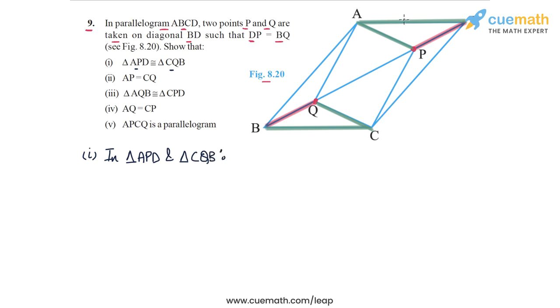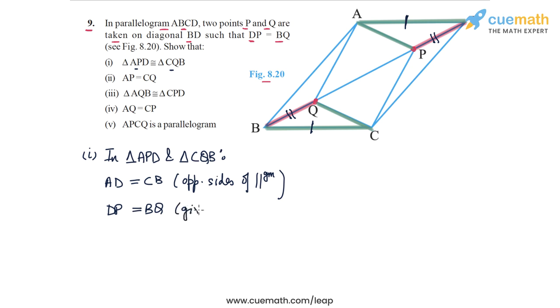Well, AD is equal to CB because these two segments are opposite sides of parallelogram ABCD. So let's write this. AD is equal to CB, opposite sides of parallelogram, so they must be equal. Now also DP, this side segment, is equal to BQ. This is already given to us. So DP is equal to BQ, and this is something that's given.